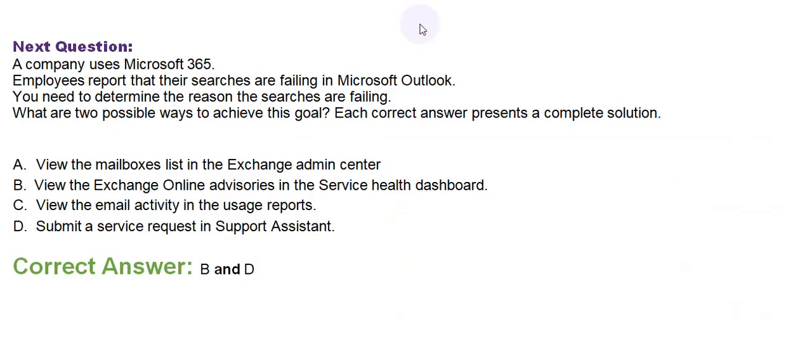Moving towards the next question. A company uses Microsoft 365. Employees report that their searches are failing in Microsoft Outlook. You need to determine the reason the searches are failing. What are the two possible ways to achieve the goal? Each correct answer presents a complete solution.